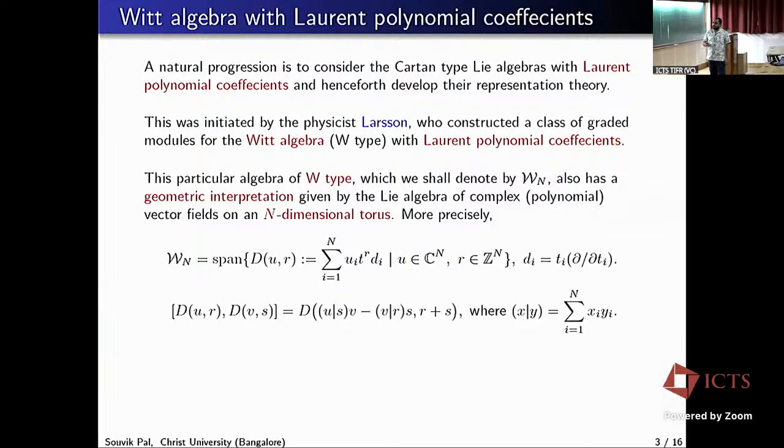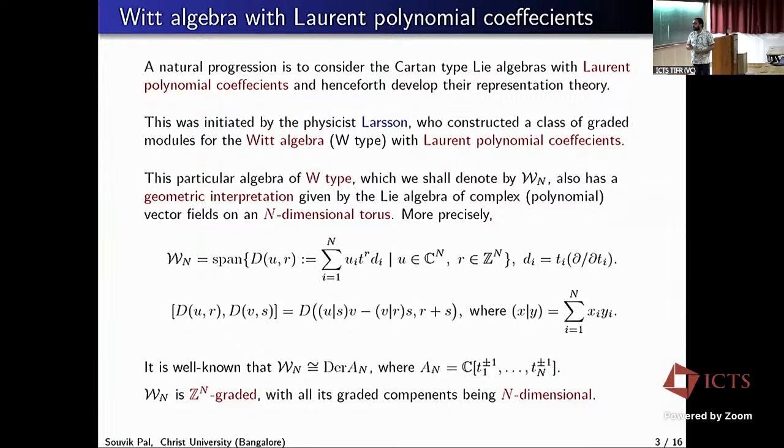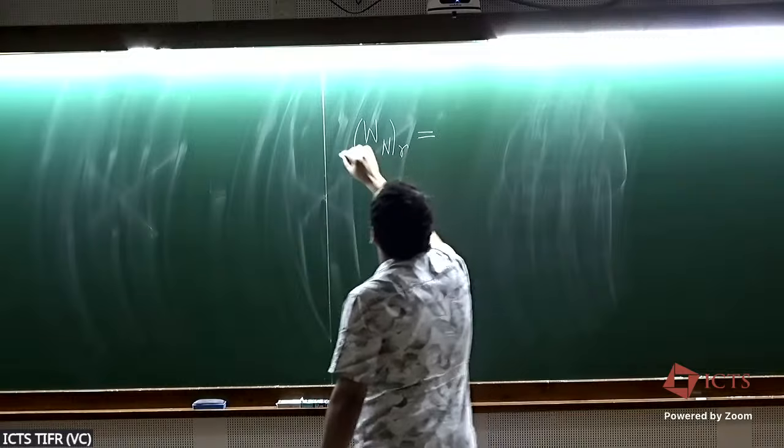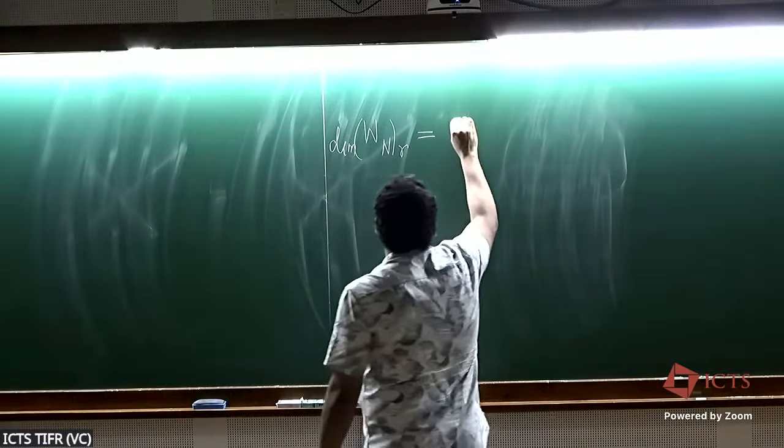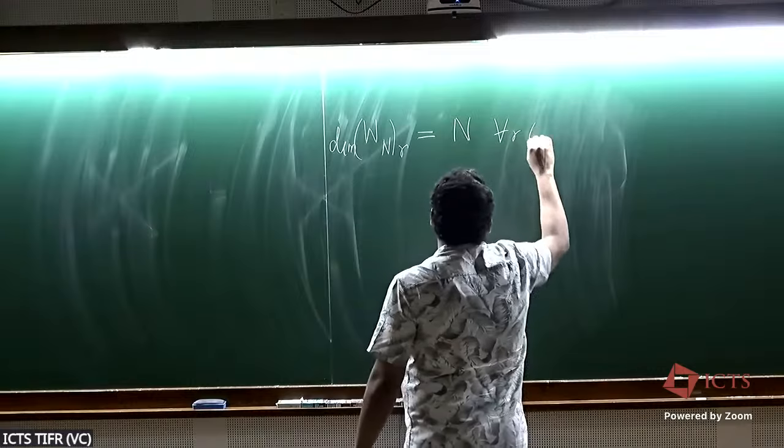This algebra is well known to be connected to a very well known algebraic object, the derivation algebra of the Laurent polynomial algebra. So it has a nice geometrical interpretation as well as an algebraic way to look at it. An important thing is that these are all n-dimensional. Let me note this point: it is Z^n graded, and the dimension of each graded component is n for all r in Z^n.